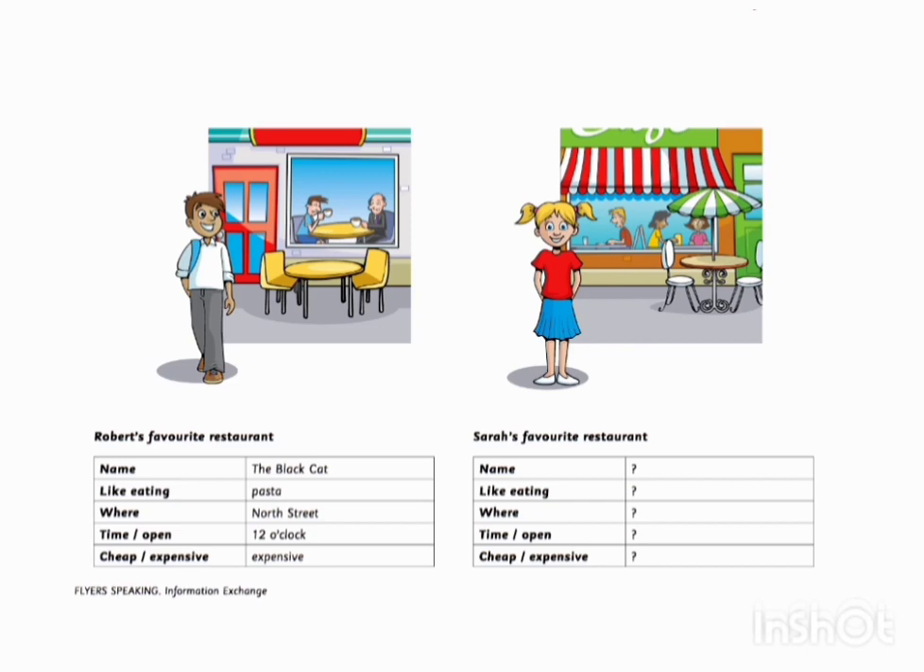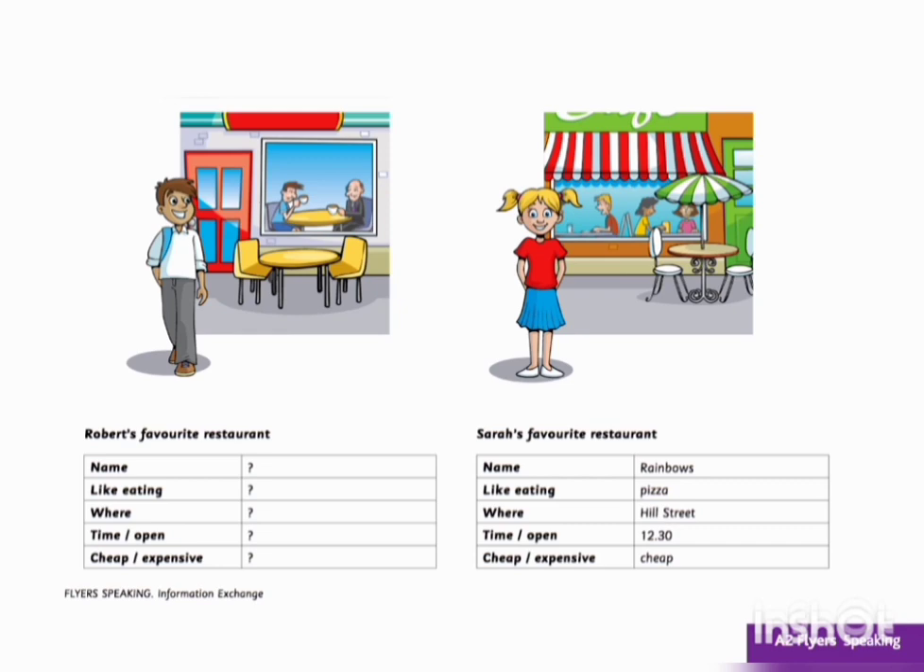So, first, what does Robert like eating at the restaurant? That's right, he likes eating pasta. And now it's your turn to ask a question.